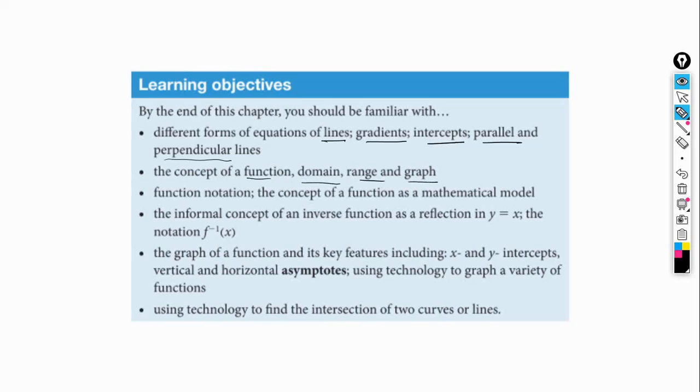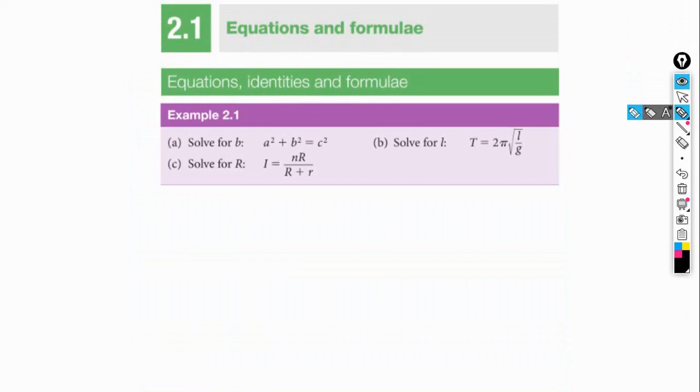Function notation. The concept of a function as a mathematical model. The informal concept of an inverse function as a reflection in y equals x, and then the notation of the inverse function of f. The graph of a function and its key features, including x and y intercepts, vertical and horizontal asymptotes, then using technology to graph a variety of functions, and finally using technology to find the intersection of two curves or lines. So we will be working with section 2.1, equations and formulae.